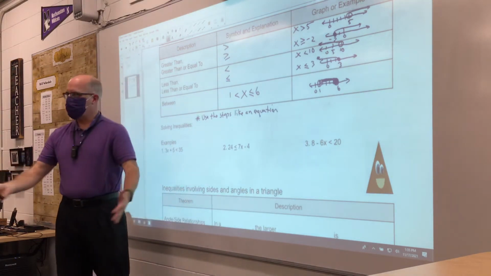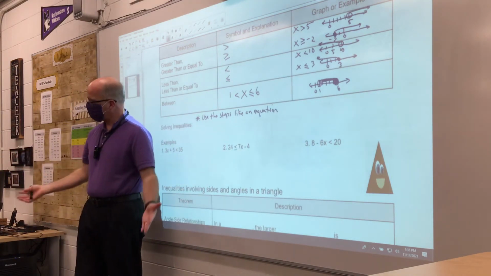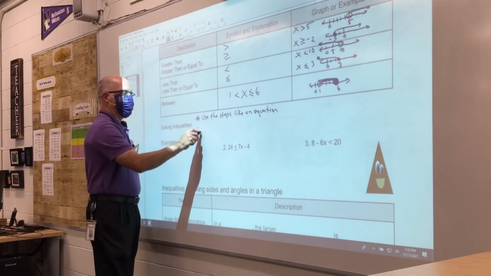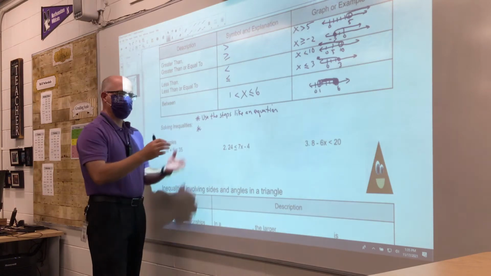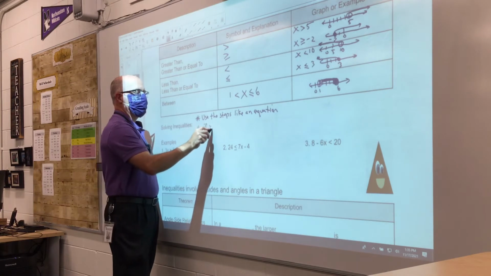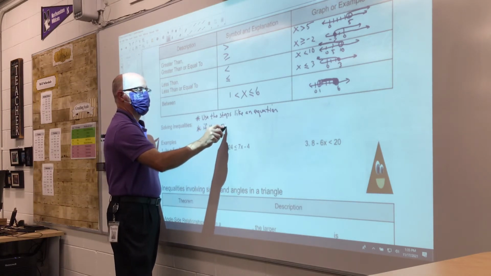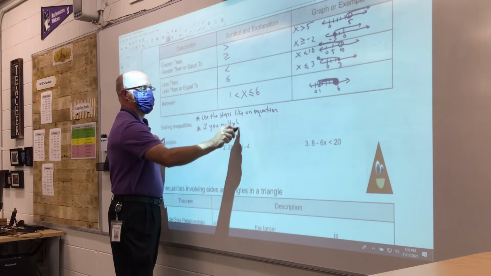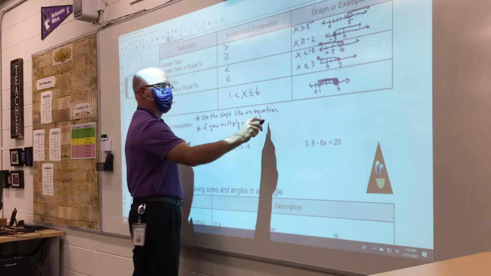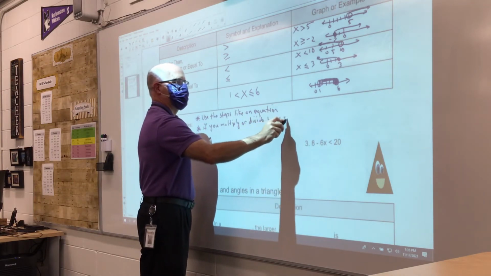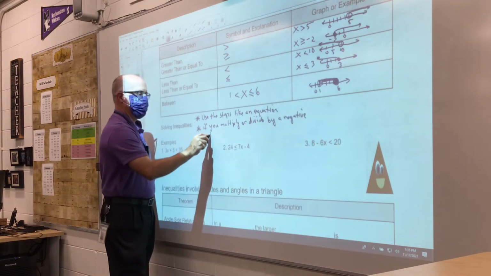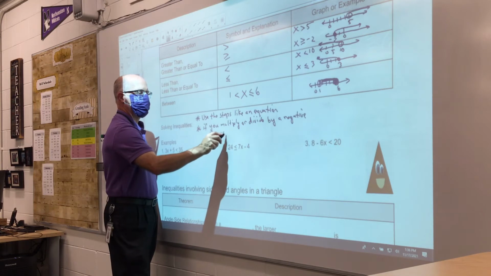Adding to both sides, dividing on both sides, subtracting from both sides, those are all the sorts of steps you do here. The only thing you have to remember, the only exception to the same rules as the equation, is if you multiply or divide by a negative, reverse the inequality.